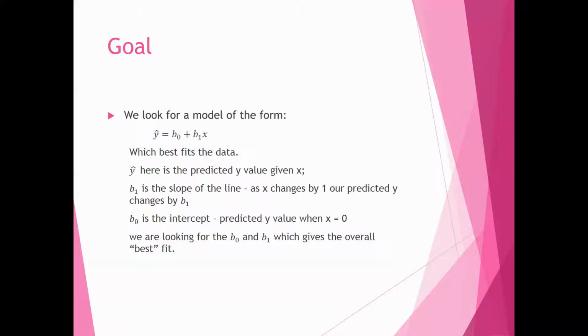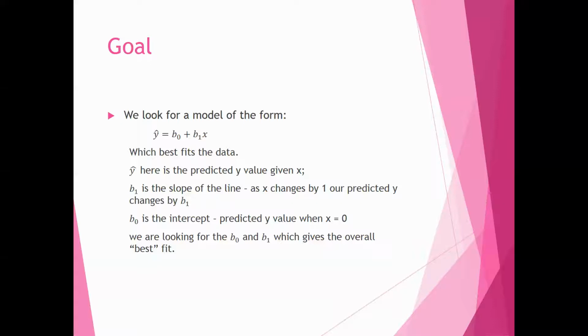So we're looking for a model of the form y hat equals b0 plus b1x, and we want the one that best fits the data. So y hat here is the predicted value of y given an x. b1 is called the slope of the line. And what the slope of a line tells you is as x changes by 1, a predicted y changes by b1. b0 is the intercept. It's the predicted y value when x equals 0. So this is a general fact about how lines work, which we may review in class briefly.